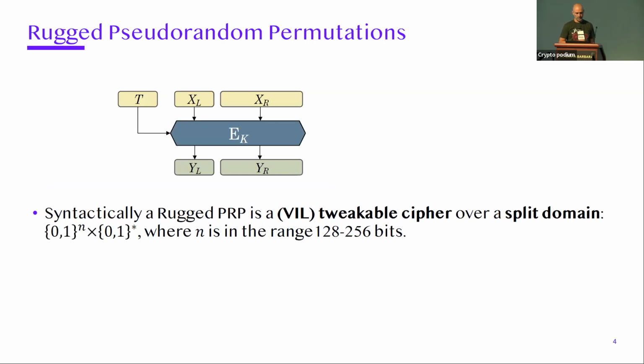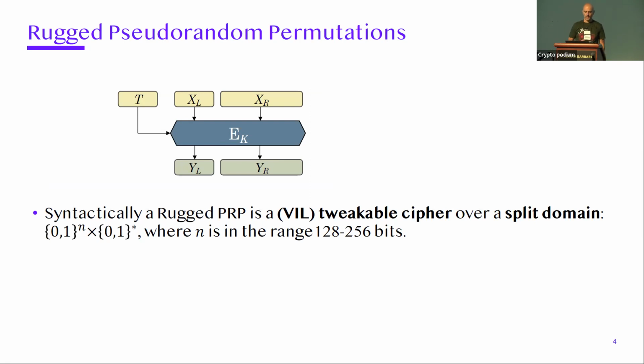Okay, so let's start with the definition. The syntax of a rugged PRP is essentially a variable-length tweakable cipher over a split domain. That means that the inputs and outputs of the tweakable cipher consist of pairs of strings, which we refer to as the left string and the right string. In this presentation, the left string will consist of a string of size n, where n is typically 128 or 256 bits, and the right string will be of variable length.